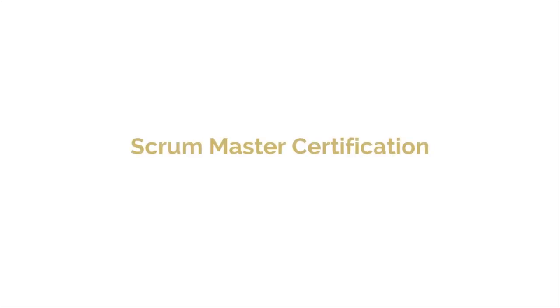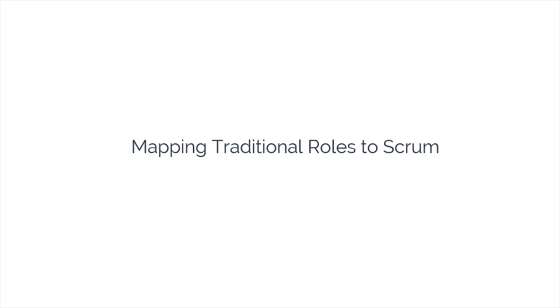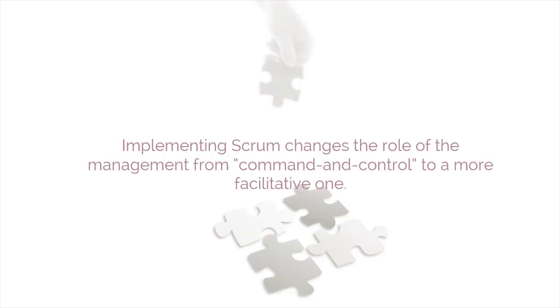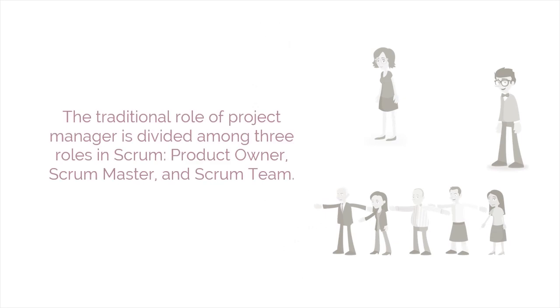In this video, we will talk about mapping traditional roles to Scrum. Implementing Scrum essentially changes the role of the management from command and control to a more facilitative one. The traditional role of project manager is divided among three roles in Scrum: product owner, Scrum master, and Scrum team.